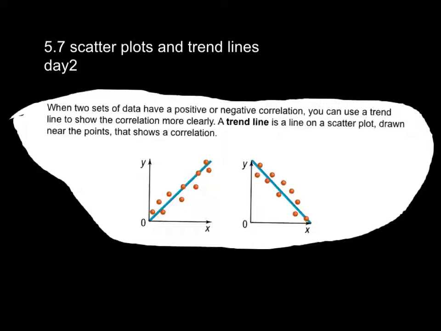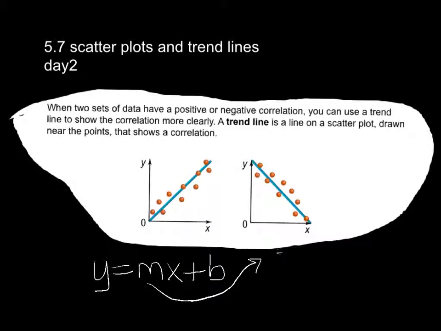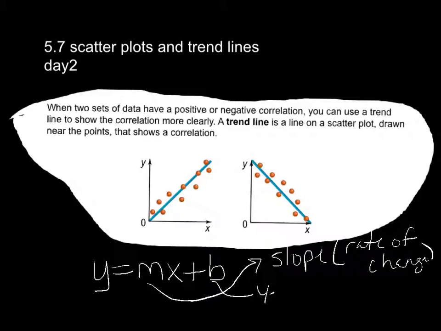All right, today we are going to draw trend lines, like seen below, and write an equation that goes with the trend line. The equation we're going to use should look familiar. It's y equals mx plus b, where m, if you remember, is the slope or the rate of change, and the b is your y-intercept.